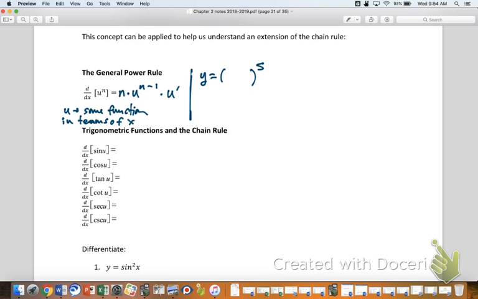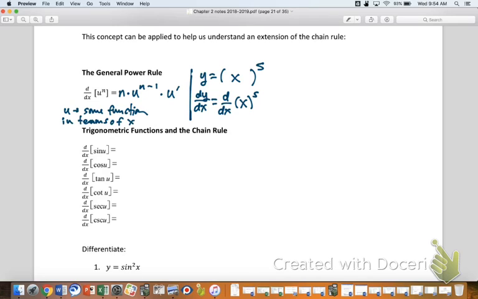And we'll just fiddle around with this a little bit. So what if I said y equals x to the 5th power, and I want to know what dy dx is? In other words, let's find the derivative. So if I do d dx of all this, I would get dy dx equals d dx of x to the 5th.